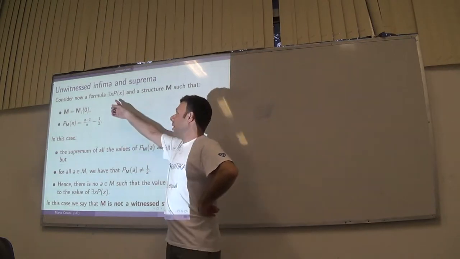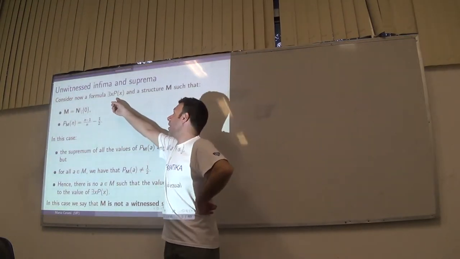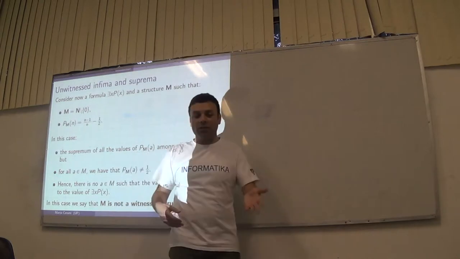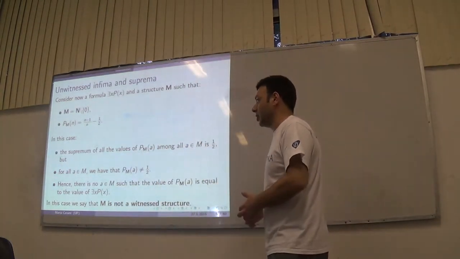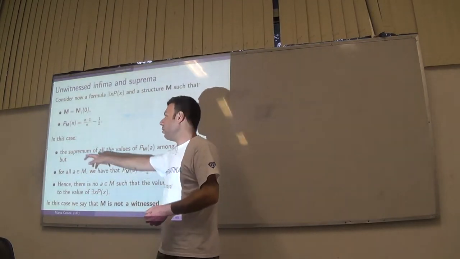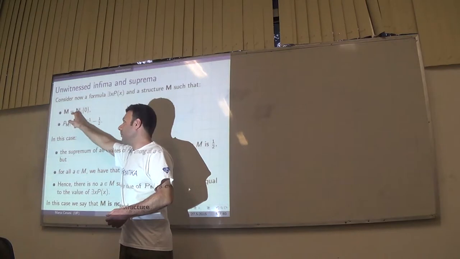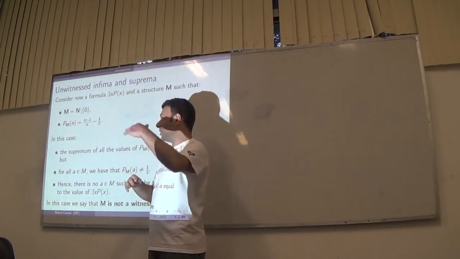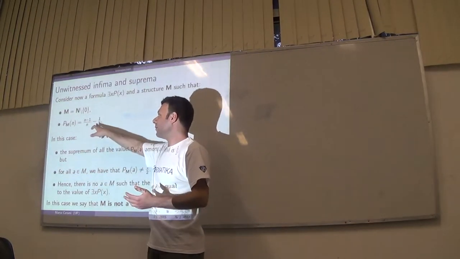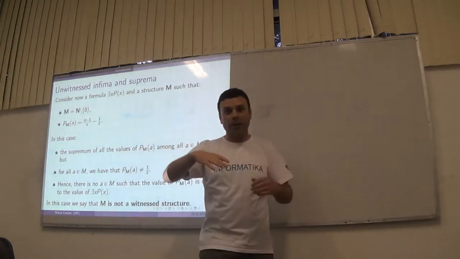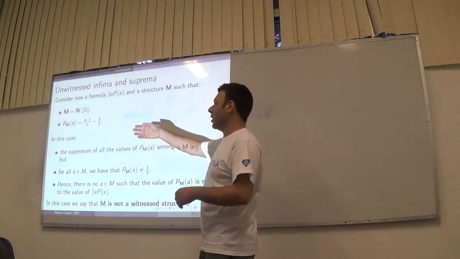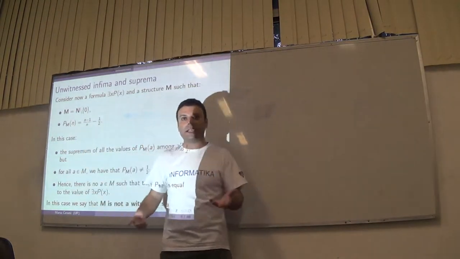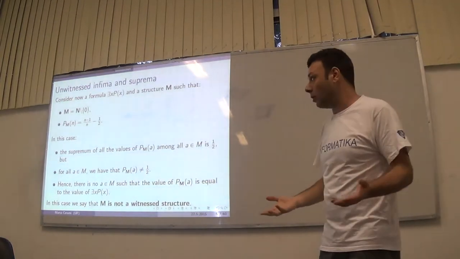Consider an existentially quantified formula with just a predicate P, and a structure such that the domain is the set of natural numbers except zero. The interpretation of the predicate P in this domain is a strictly increasing sequence of numbers between 0 and 1 such that the supremum, not the maximum, in this case, is 1 half. But as we see from the interpretation, none of the instances has value 1 half.